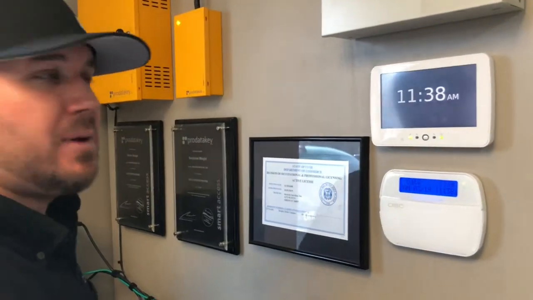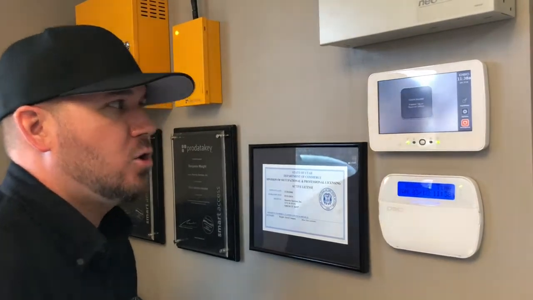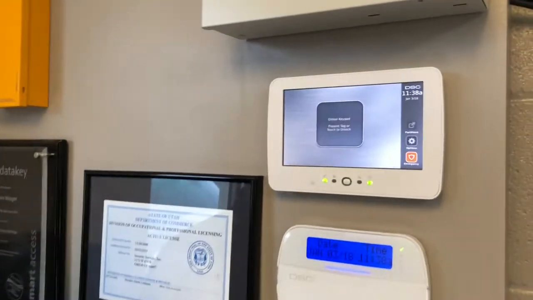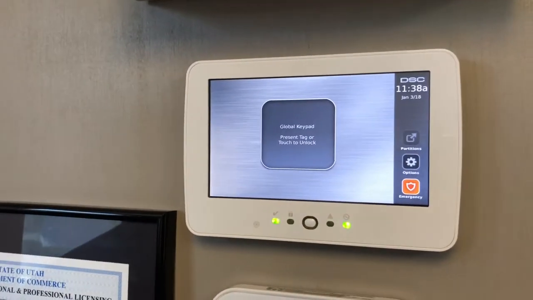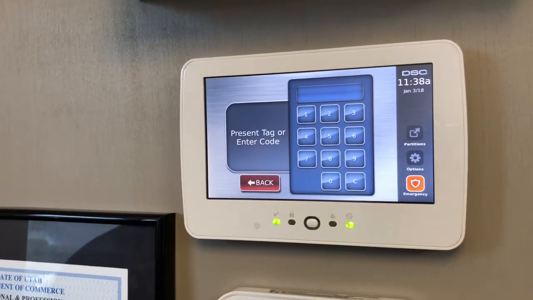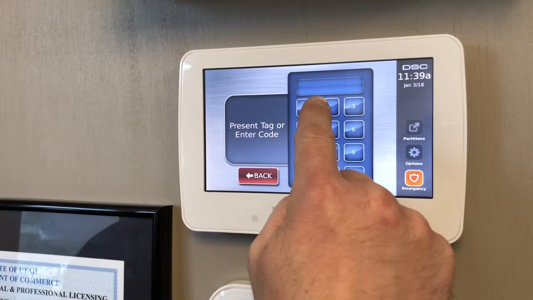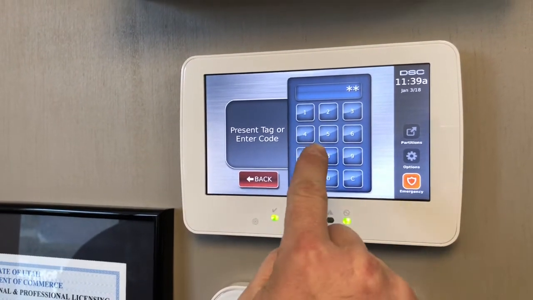To wake up the keypad, you simply touch the screen. Once you touch the screen, you read the screen. Global keypad, present tag or touch to unlock. So I want to unlock it. I will touch it again. Now it says present tag or enter code. I will punch in a 4-digit code only.